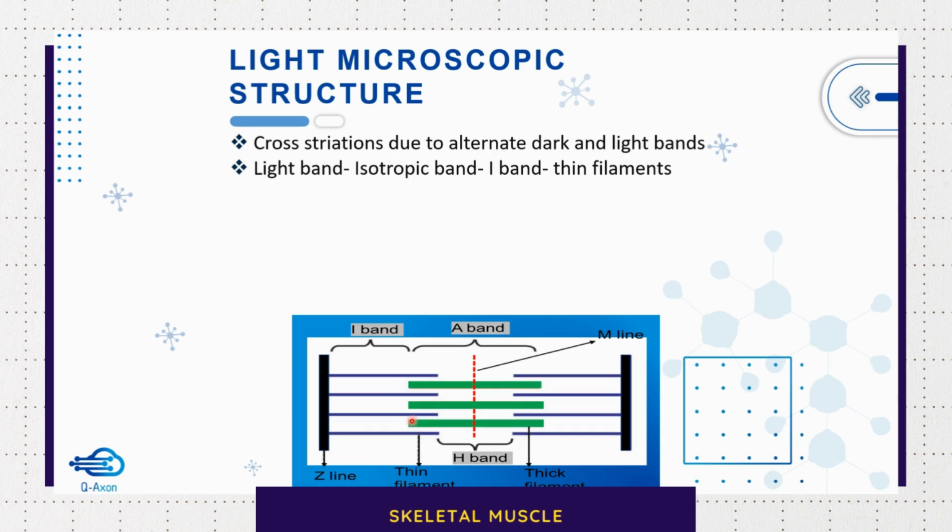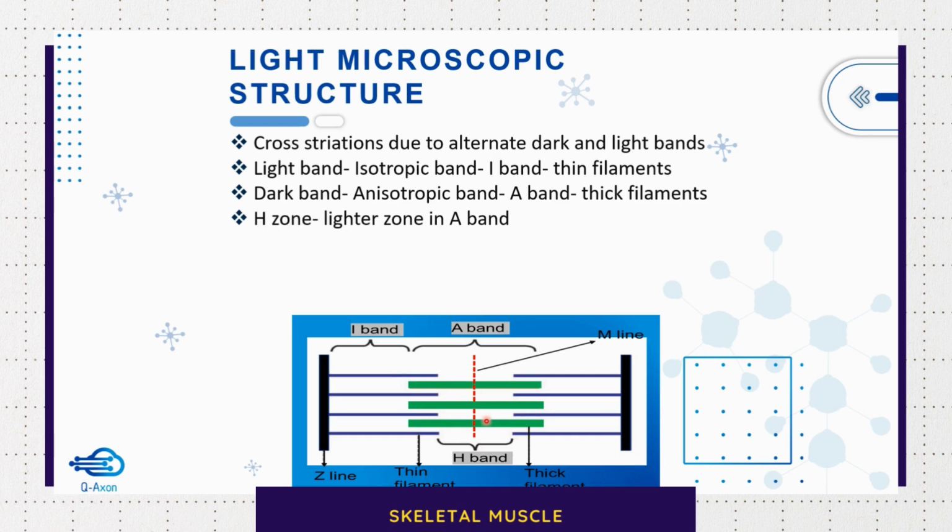Now you can see that in the center of the sarcomere is a line called the M line, to which the thick filaments or myosin is anchored. So this region appears dark under the microscope, and it is called the anisotropic band or A band. So this is made up of the myosin filaments or the thick filaments.